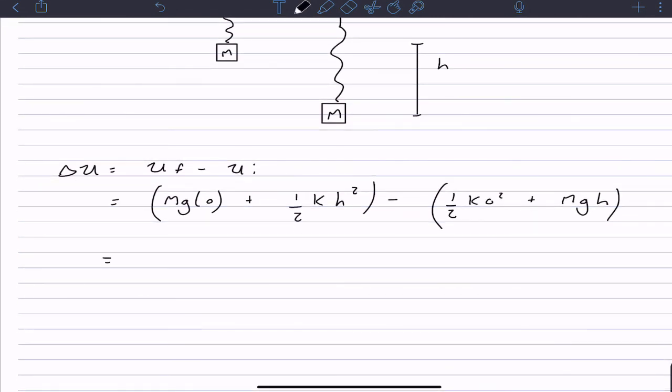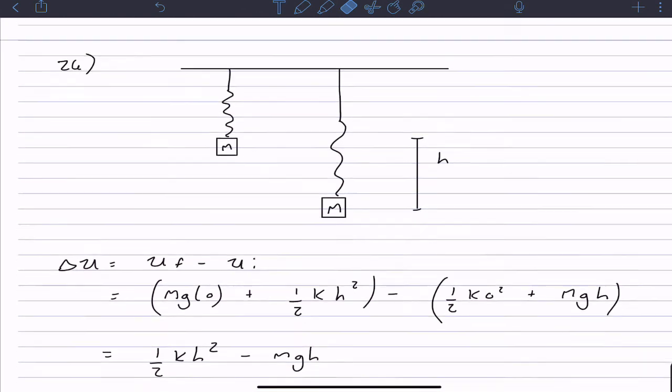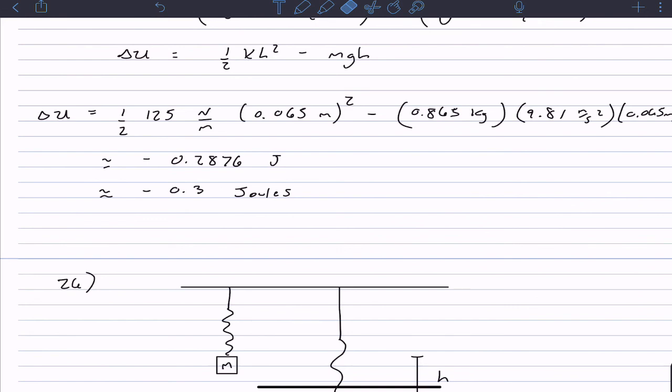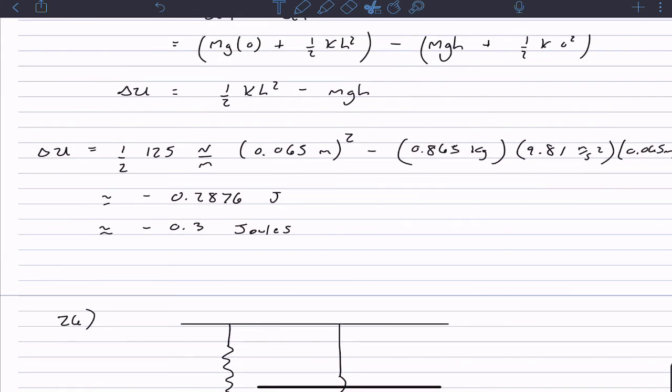Okay? So total change in energy is very similarly half k h squared minus mgh. I don't know why I wrote squared earlier, that's not right. Minus mgh. There we go. That's your answer. And then it's the same thing as last time. So when you plug it in, you get the exact same answer, right? Because this is what we started out with. This is the same answer, which is really interesting.